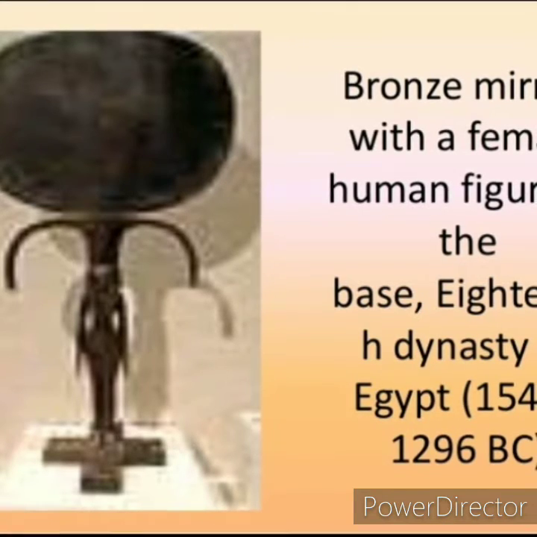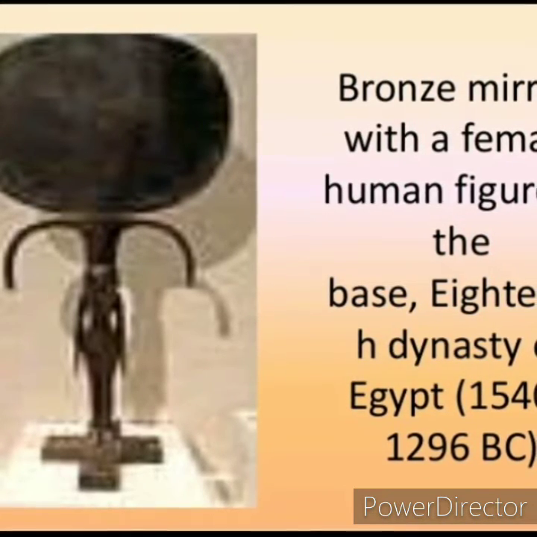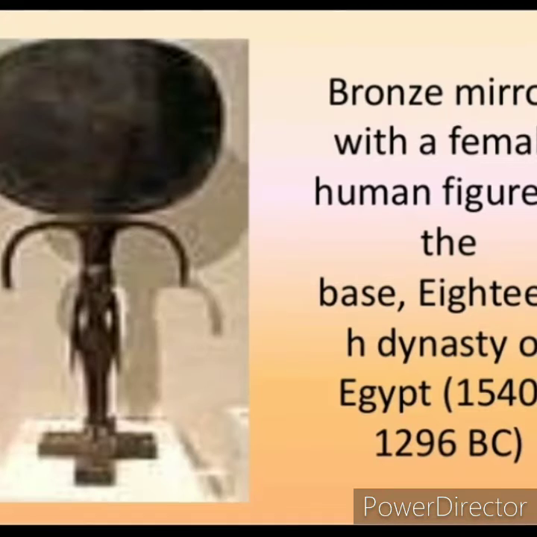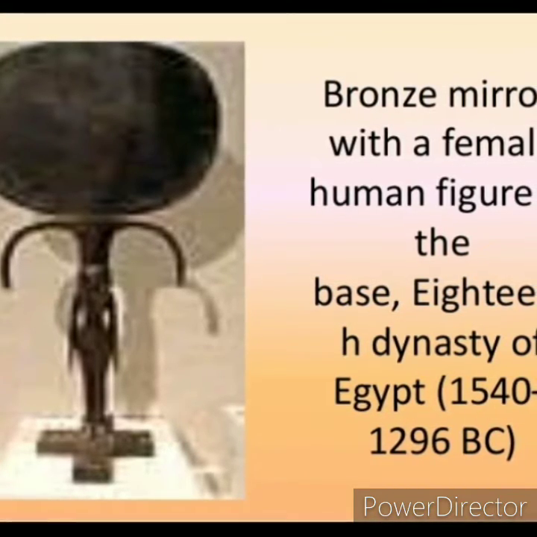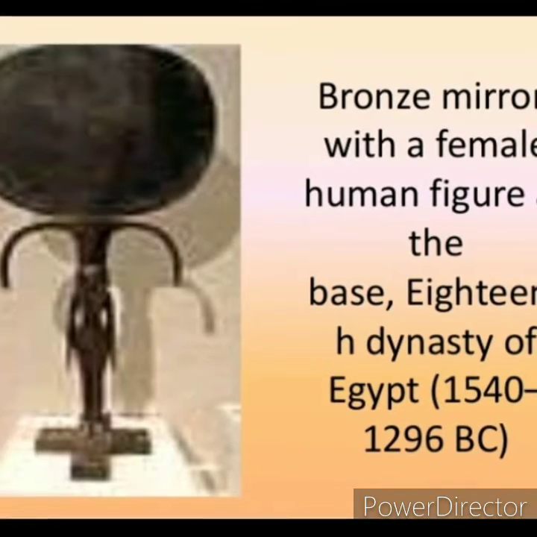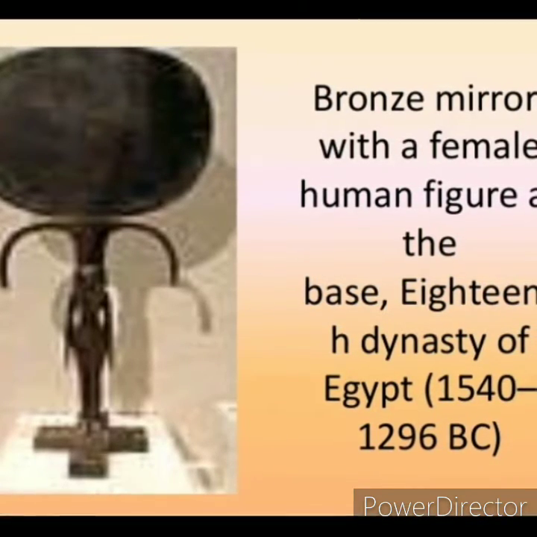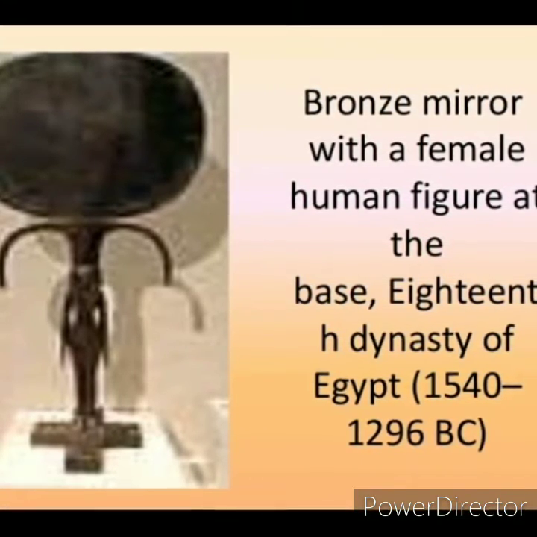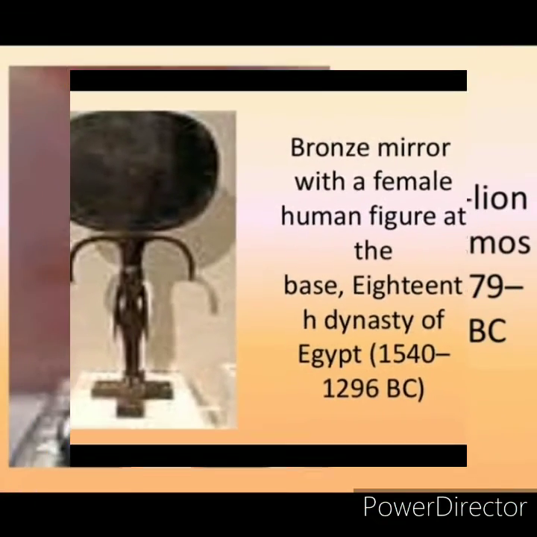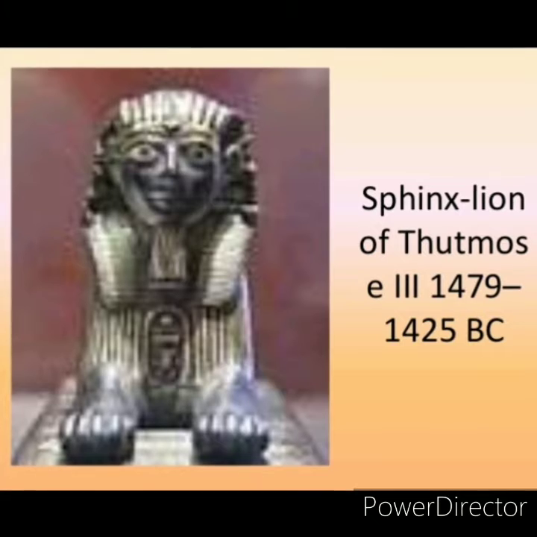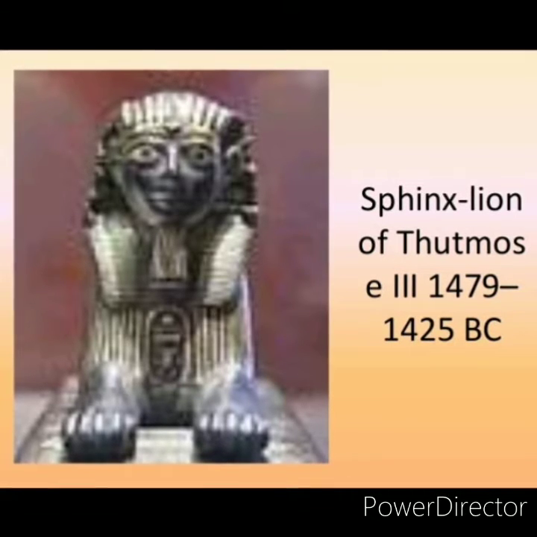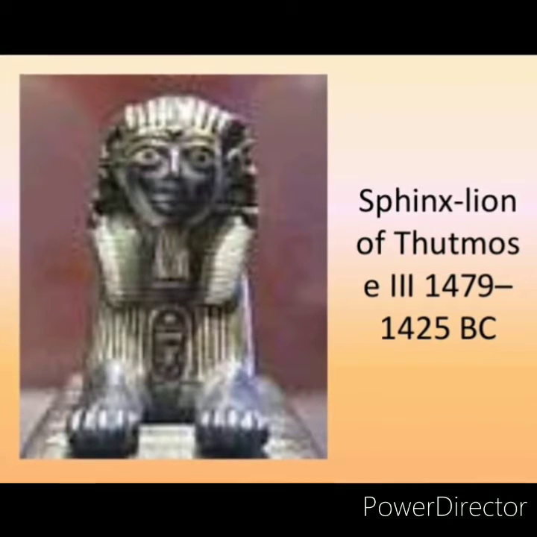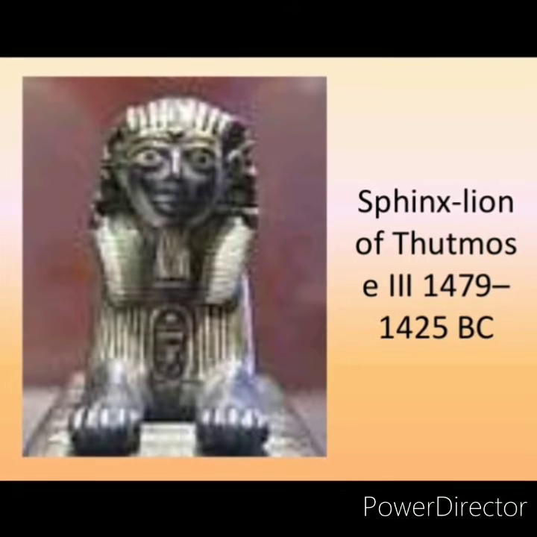Now, the bronze mirror. If you can see in the picture, students, there is a mirror which carries the shape of a female human figure, and it was found in Egypt, and it was used by the royal family of that period, 1540 to 1296 BC. Coming to the next artifact, as you can see, it's a sphinx lion from Egypt, and this was also discovered as one of the most important artifacts.